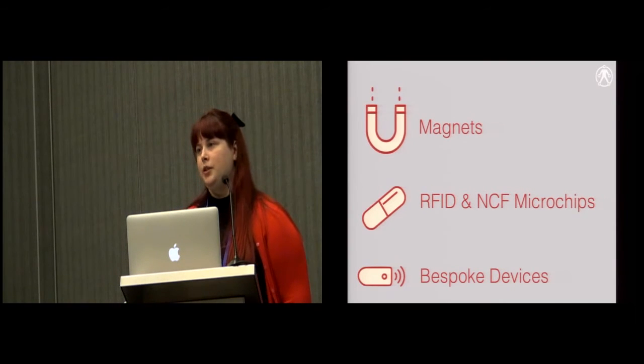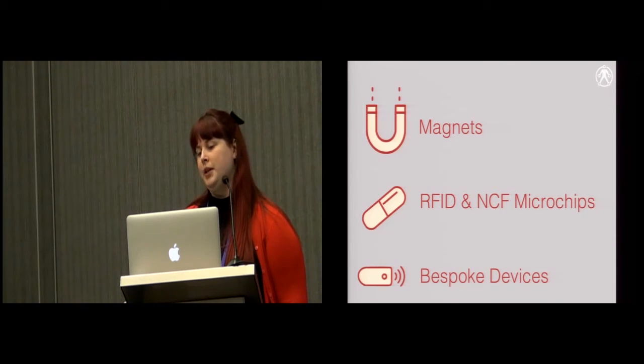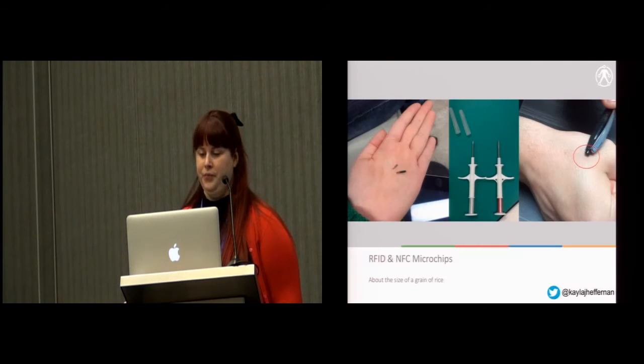Our participants had a total of 47 devices currently within their bodies, not including those that had been removed or replaced for upgrades. Participants had magnets used for interacting with electronic and digital objects, NFC and RFID microchips for authentication and authorization, access, storing information, and temperature readings, and bespoke devices for experimentation.